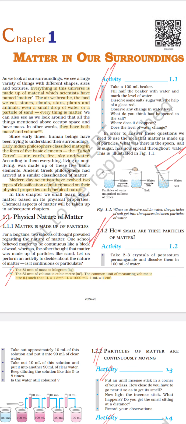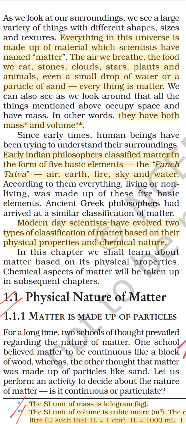Chapter 1, Matter in our surroundings. As we look at our surroundings, we see a large variety of things with different shapes, sizes, and textures. Everything in this universe is made up of material, which scientists have named matter. The air we breathe, the food we eat, stone, clouds, stars, plants, and animals, even a small drop of water or a particle of sand, everything is matter.